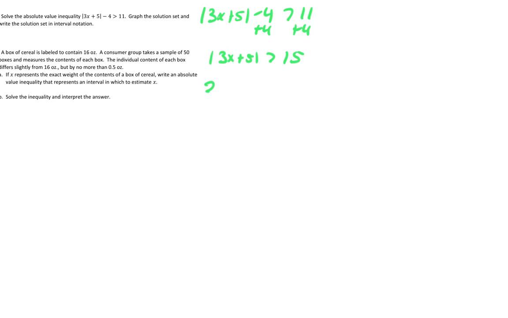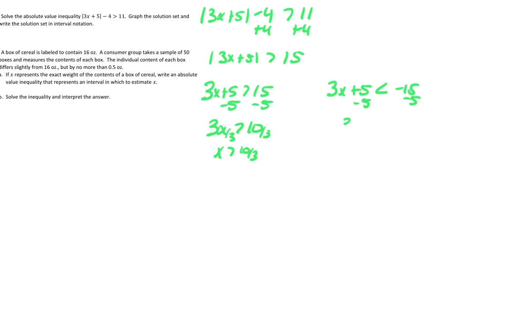Now I can split it apart. 3x plus 5 greater than 15 for the positive case. Then 3x plus 5 less than negative 15 for the negative case. Remember that we switch our inequality sign for the negative case. And then we'll solve like normal. So minus 5 from both sides, 3x greater than 10, divide by 3 on both sides, x is greater than 10 thirds.